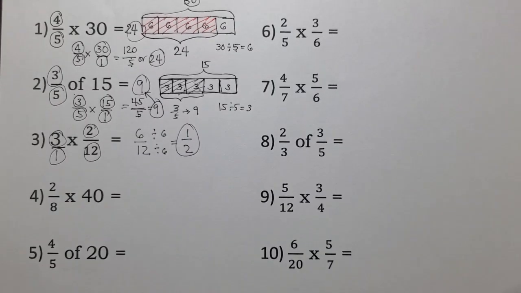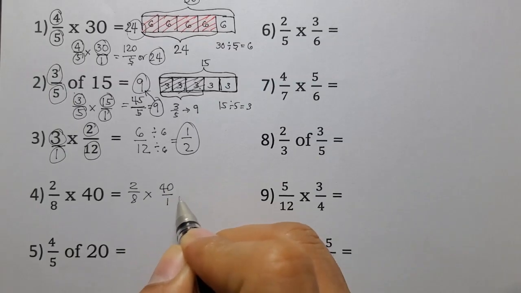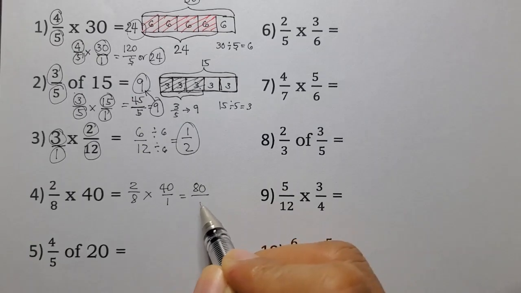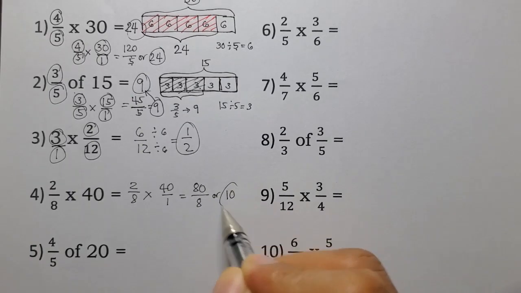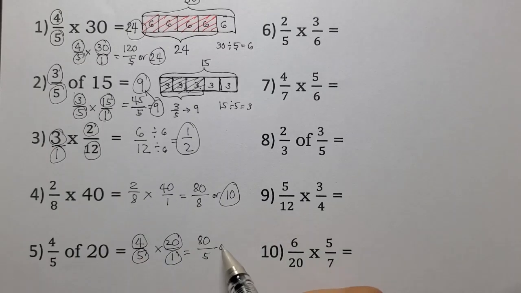Let us now reveal your answers for item number 4 and item number 5. So that is 2 eighths times 40 over 1. So that is equal to 80 over 8, or that is also equal to 10. Let's proceed to item number 5. That is 4 fifths times 20 over 1. So that is 4 times 20 is equal to 80. Then 5 times 1 is equal to 5. Then if you divide that, the answer is 16. So the final answer is 16.